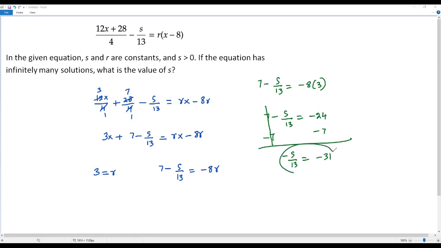Okay, let's multiply both sides of this equation by −13. That is −13 times −s/13 equals −13 times −31. Here 13 goes into 13 one time, 13 goes into 13 one time. −1 times −s is positive s. On the right side, negative times negative is positive. 13 times 31 is 403. Okay, here I got the value of s, that is 403.